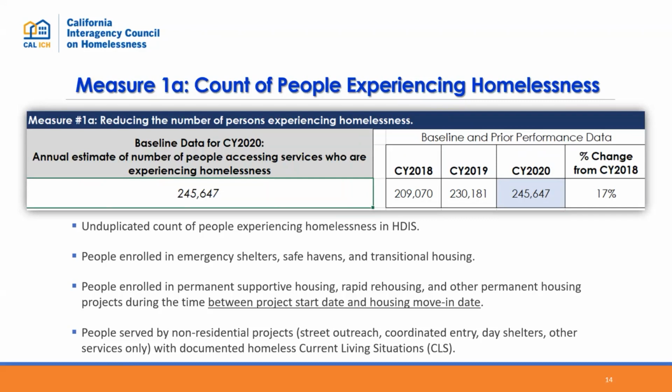Conversely, if a person had only one enrollment in HMIS, it was in a coordinated entry project, and their only recorded current living situation indicated that they were staying or living with family or friends, they would not be counted in Measure 1A. Likewise, if a person were enrolled in a street outreach project in the prior year and had no contacts with a current living situation during the reporting year, they would not be counted in Measure 1A even though the enrollment was still active.